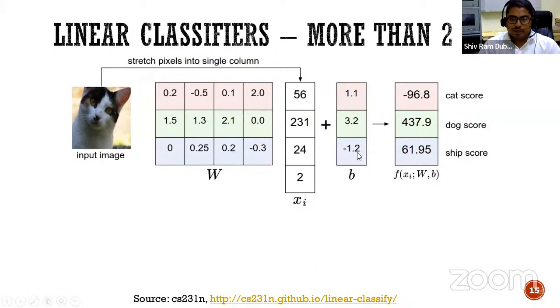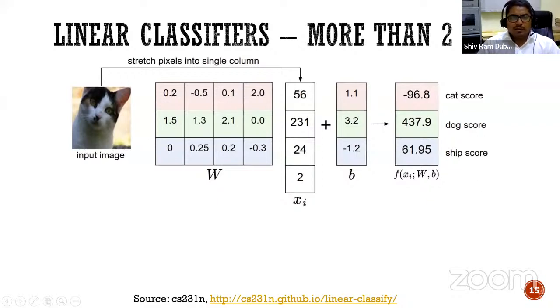And this is the vector B. So we will add this vector B after doing this W dot X. Because we have 3 rows here, we will get 3 class scores. The first score is the class score for the first category, suppose that is cat. The second one is the class score for the second category, suppose that is dog. And the third one is the class score for the ship category in this particular example.